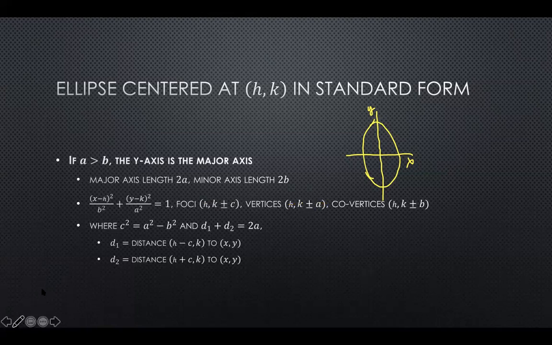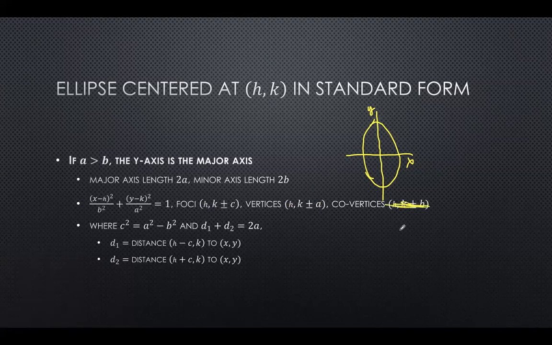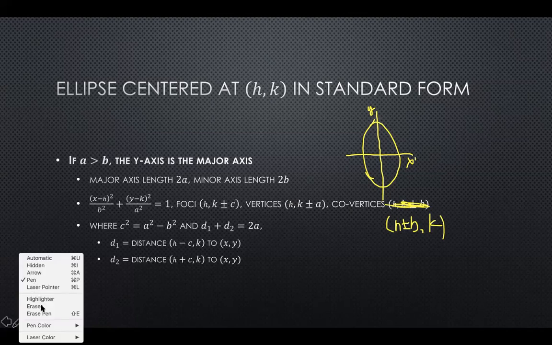Some things are not correct. It should be h plus and minus b. Because in this case, the minor axis is not on the x-axis; the co-vertices are on the minor axis on y equals k.